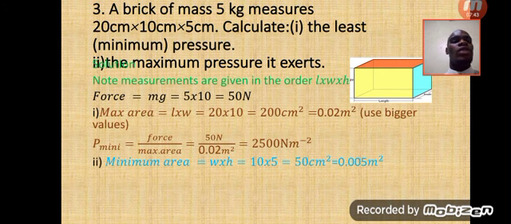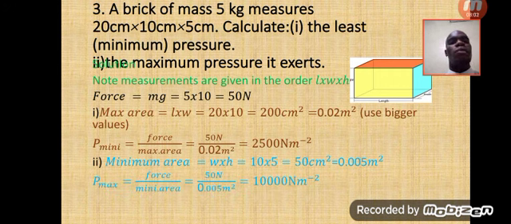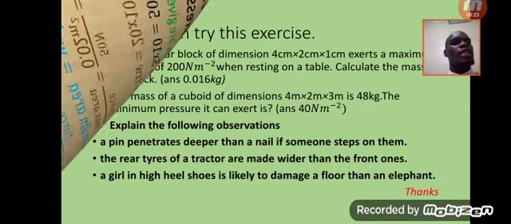Part 2, they want us to calculate the minimum area, which is given by width times height, which means we need to take the smallest values. So we see that 10 and 5 are small in this case, giving us 50, which is 0.005 meters squared. Therefore, pressure is maximum whenever area is minimum. So maximum pressure will equal force over minimum area, which is equal to 50 divided by 0.005, which gives us 10,000 newtons per meter squared.